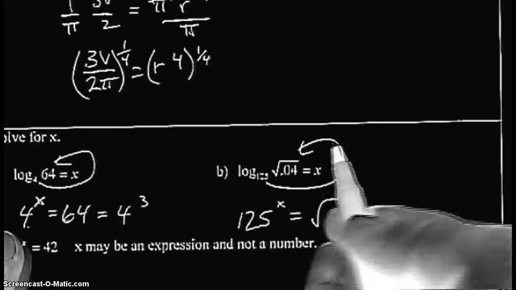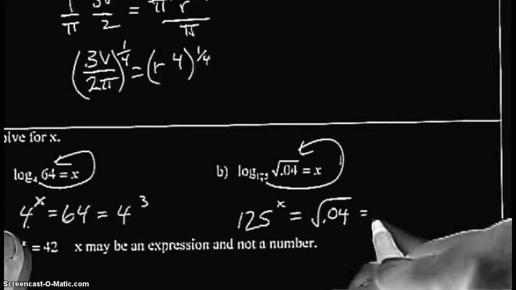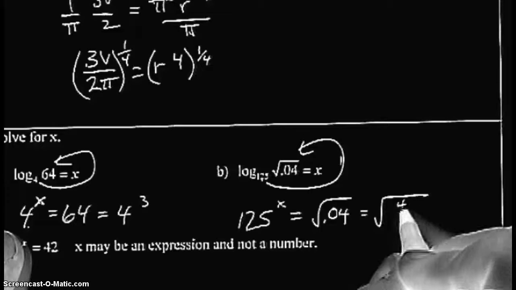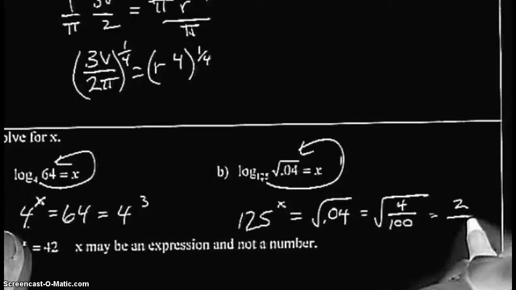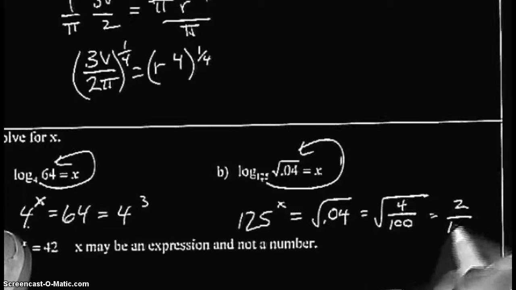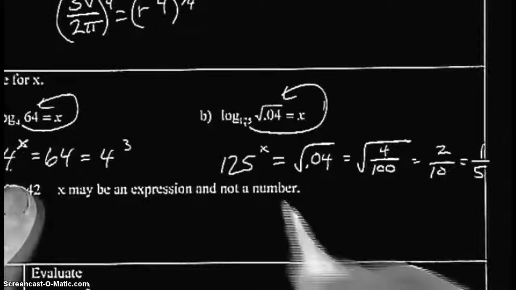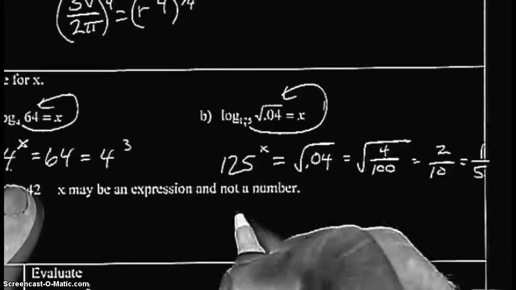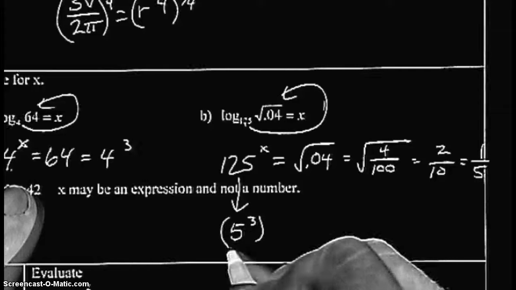So I'm switching it to its exponential form. 125 to the x equals the square root of 0.04. We can rewrite 4 100ths and take the square root of the top. Square root of 4 is 2, square root of 100 is 10, and simply reduce that. Now I hope that it's a little bit more obvious that this is now based on the power of 5. So I'm going to rewrite this as 5 to the 3rd.